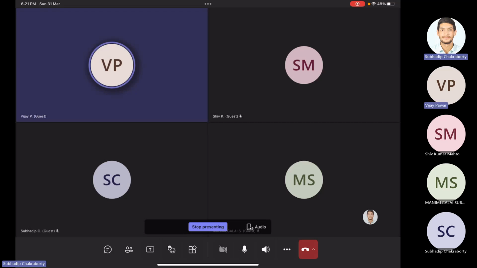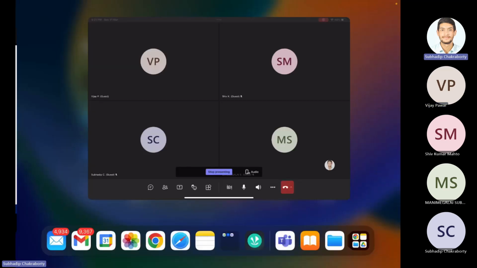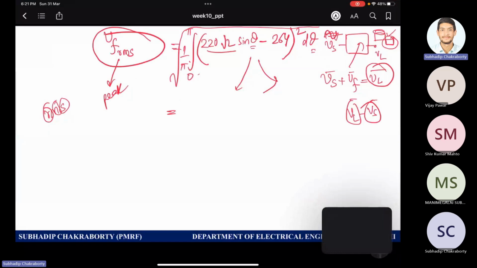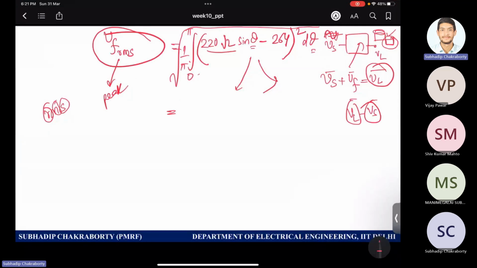Slide is not visible. Yes, I will make the slide visible, but what I am telling is that if you need some help while solving this, I can solve it for you. Yes, sir. Okay. You tried something?